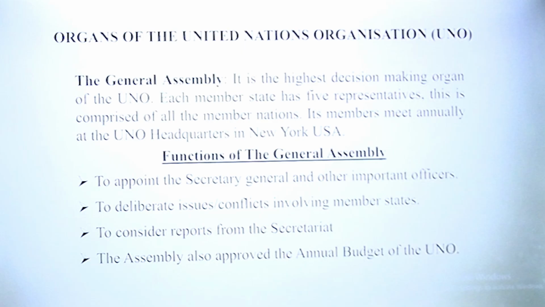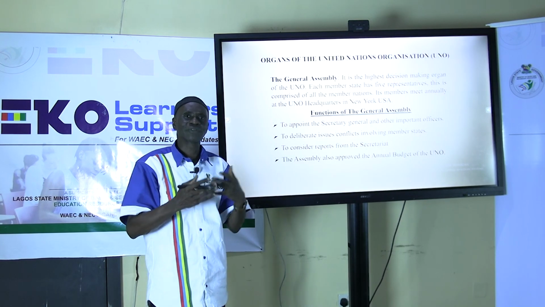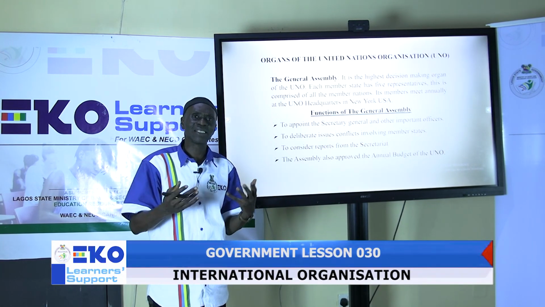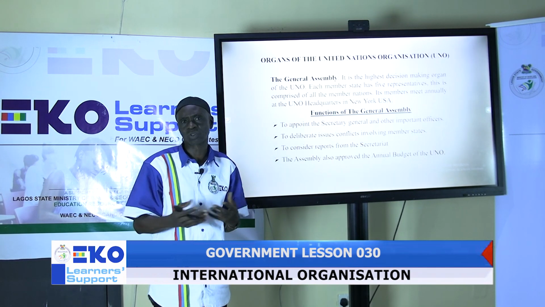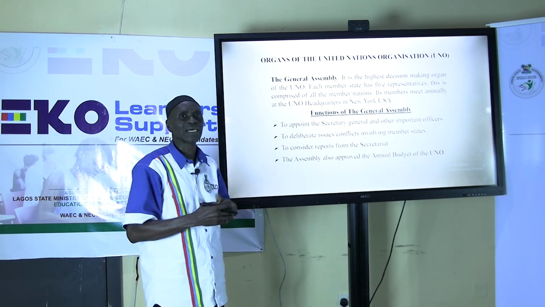It deliberates issues or conflicts that involve member states or countries. It's the organ that considers reports from the Secretariat. Any report that comes to the New York office of the Secretariat, this is the organ that will consider the report. Then, the Assembly also approves the annual budget of the UNO in terms of funding. Whatever has to do with finance or funding will come to the General Assembly for approval.